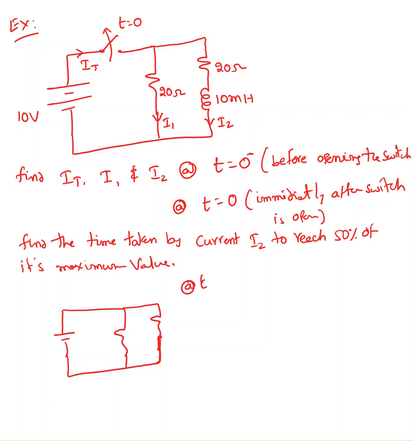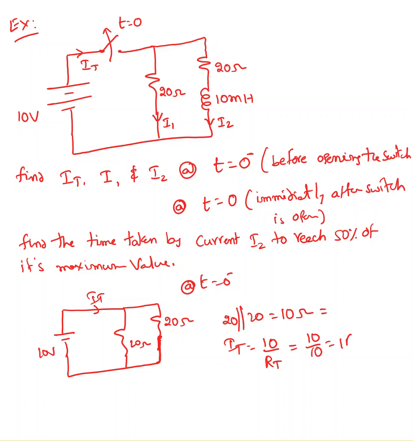At t equal to 0 minus, this is how the circuit is going to look: 20 ohm, 20 ohm and 10 volt. You can see 20 parallel with 20 is 10 ohm. So I total equals V over R total. R total is 10 ohms, so 10 over 10 is 1 ampere. I always write the parallel combination like this, but you can say 20 times 20 divided by 20 plus 20. So the total current is 1 ampere.